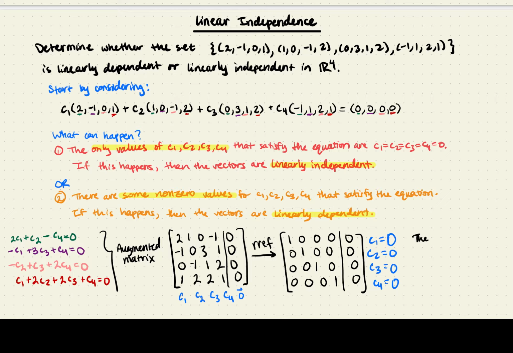So the set of vectors is linearly independent in R4. I'll go ahead and put a box around that.